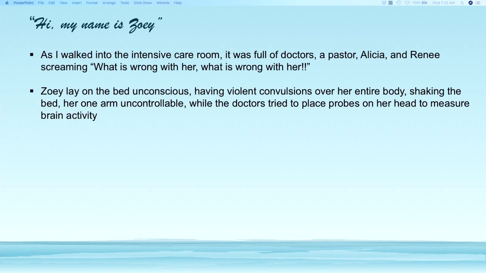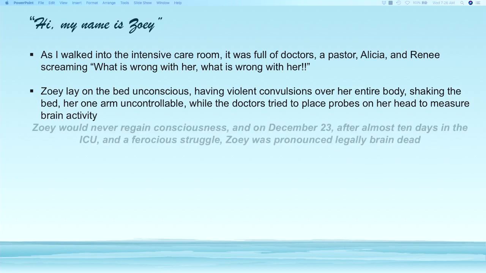As I walked into the intensive care room in the hospital, it was full of doctors. There was a pastor in there, Alicia, my wife, Renee, and Renee was screaming at the top of her voice, what is wrong with her, what is wrong with her. She was in absolute uncontrollable convulsions, her left arm and her left leg swinging uncontrollably in the air. Her pupils went fully dilated. And they basically were giving her medication to try to stop the convulsion, or what they may have thought was a seizure at that time, from happening.